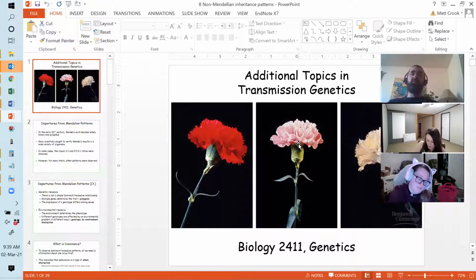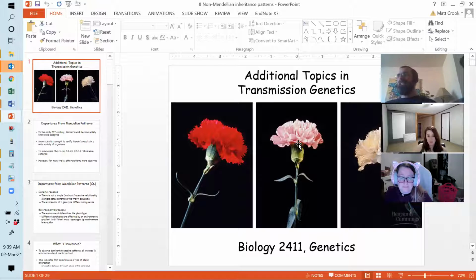Last count, there's something like 1,500 different alleles for cystic fibrosis that can cause that disease if inherited in the right pattern, right? So even for single gene traits, it's not simple. And most traits are not single gene traits.